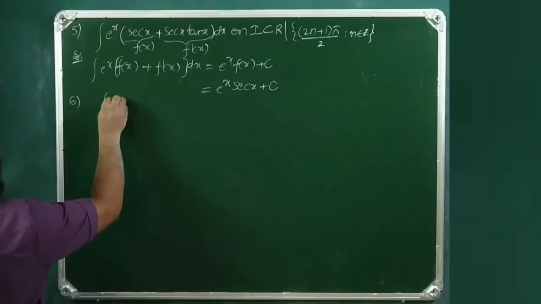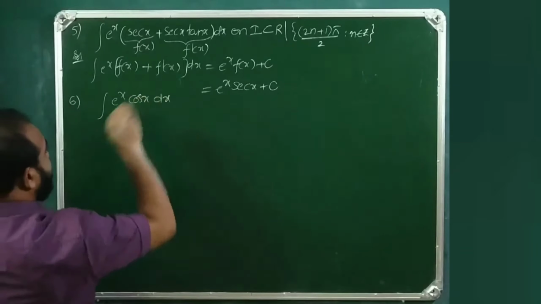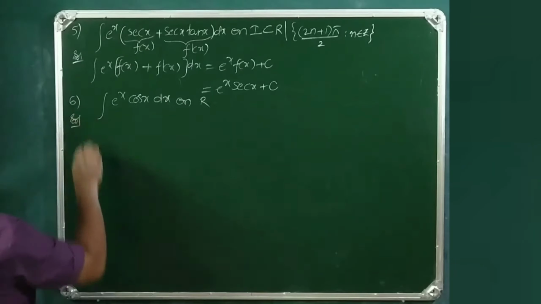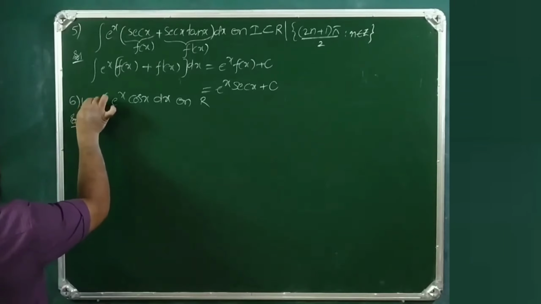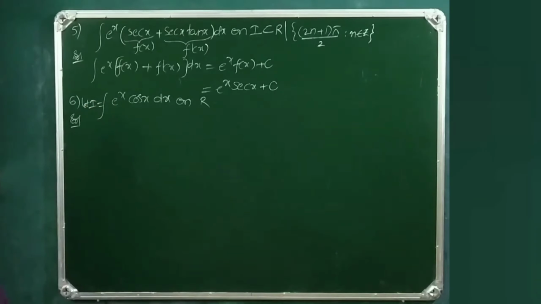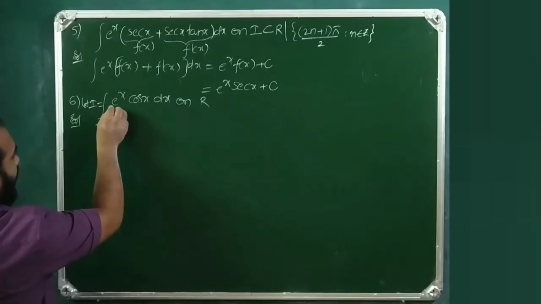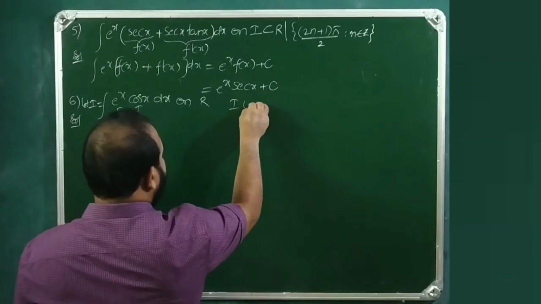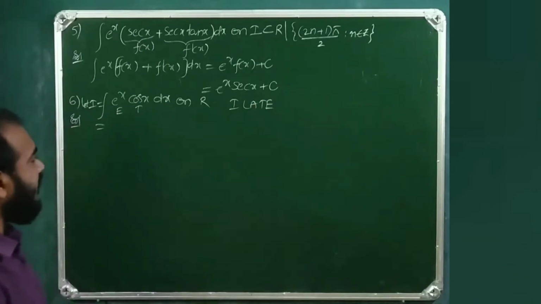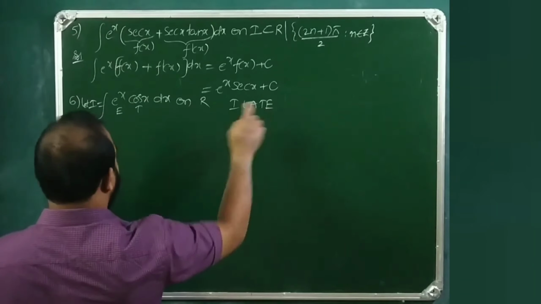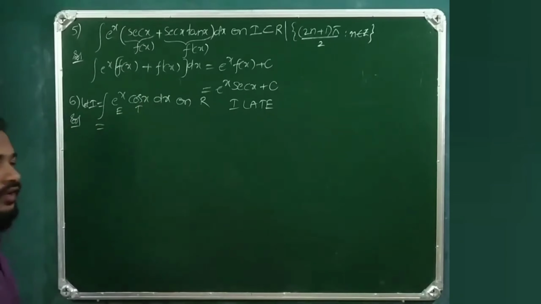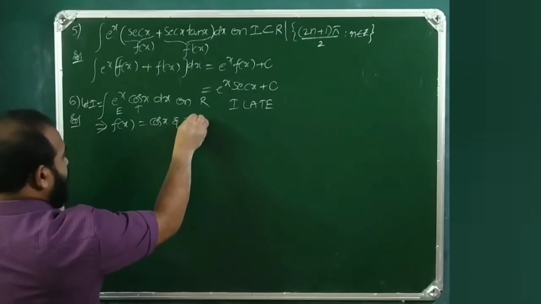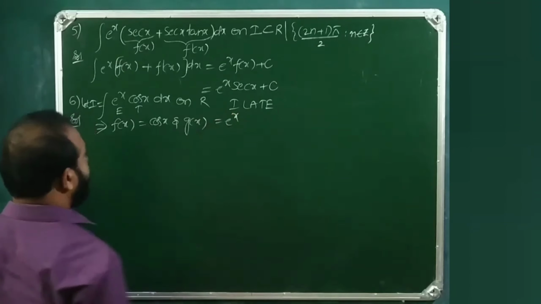The next question is integral e power x into cos x dx on R. So here I'll take it as: let I be equal to this. e power x is an exponential function, cos x is a trigonometric function. So in I, let trigonometric come first and then exponential. So cos x is f of x. f of x equals cos x, and g of x is e power x.